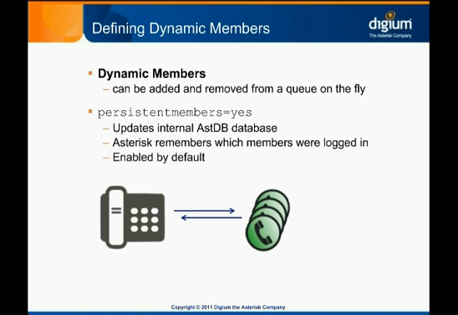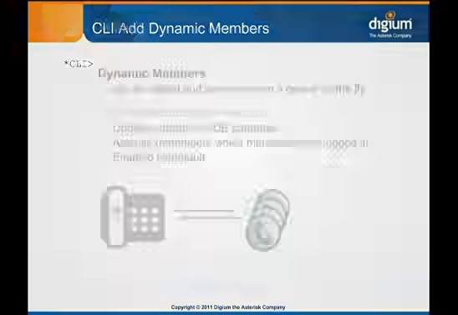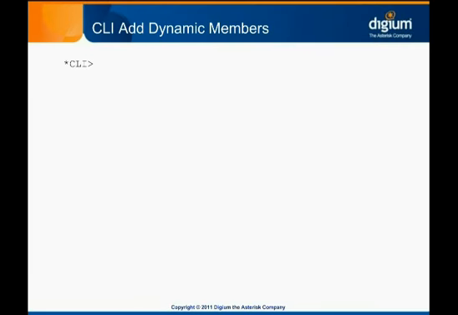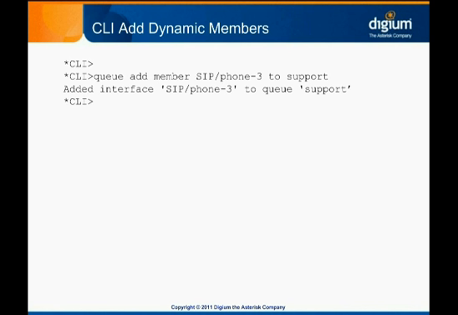Let's look at the two most common ways that dynamic queue members can be added or removed from a queue. An administrator with CLI access can manually manage queue members easily. The command queue_add_member followed by the endpoint or interface, followed by the word to, followed by the queue name, adds a member to a queue. Here we're using an interface called sip/phone-3, which we have not defined in sip.conf.